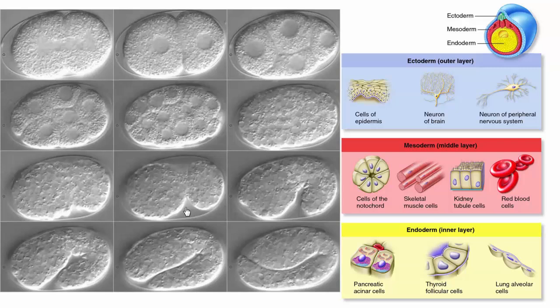In this embryo, the ectoderm, the outer layer of cells, will form organs such as the skin, neurons in the brain, and the peripheral nervous system. The middle layer of cells, the mesoderm layer, eventually gives rise to the spinal cord, skeletal muscles, kidneys, and blood cells. The innermost layer, the endoderm, becomes cells in the pancreas, the thyroid, and the alveoli of the lungs. So each of these germ layers gives rise to various tissues in the body.